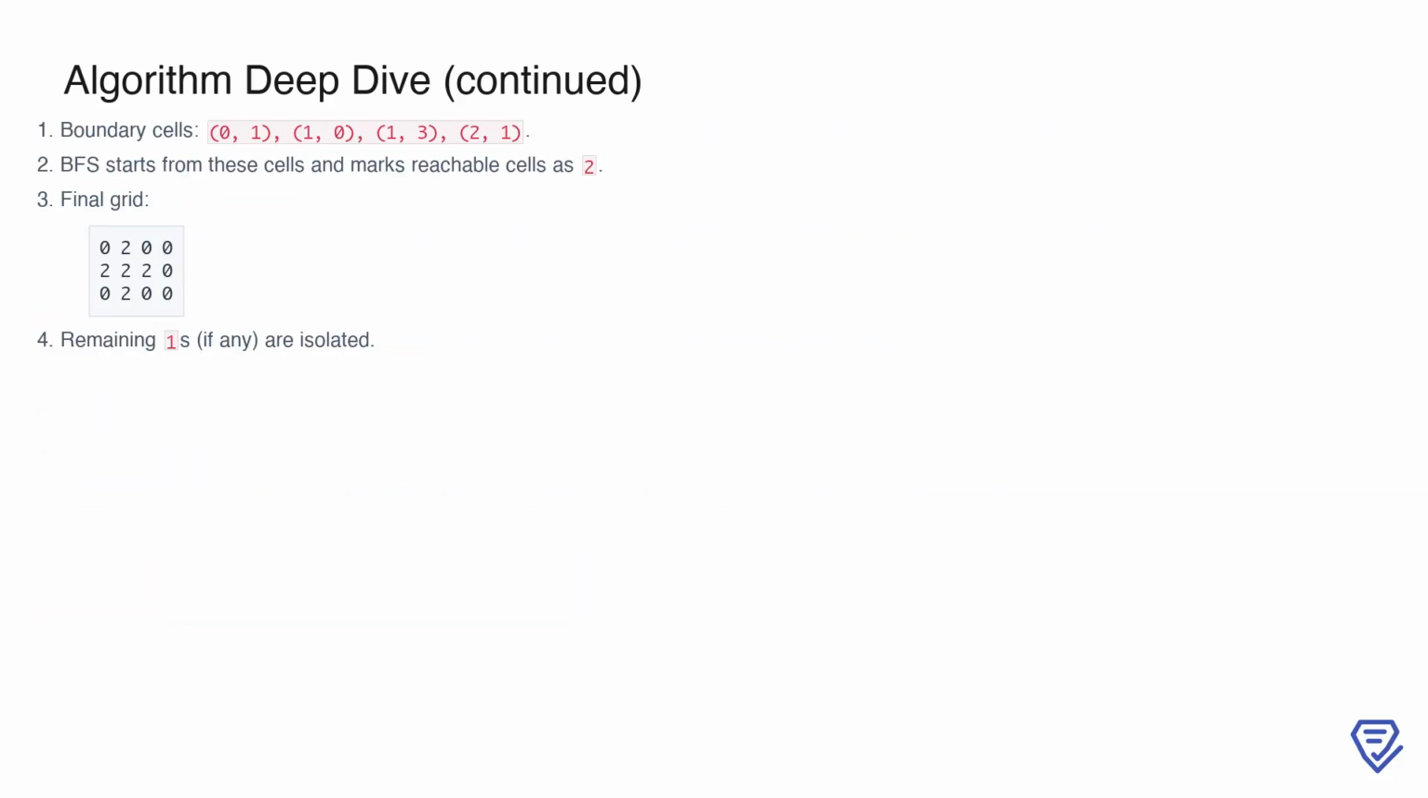To illustrate, consider the input grid 0100, 1110, 0100. The boundary land cells are identified as (0,1), (1,0), (1,3), and (2,1). Starting BFS from these cells, we explore and mark reachable cells as 2. After BFS, the updated grid becomes 0200, 2220, 0200. Any remaining 1s in the grid, if present, would represent isolated land cells that cannot connect to the boundary. In this case, there are no isolated cells left, as all land cells are marked as reachable.